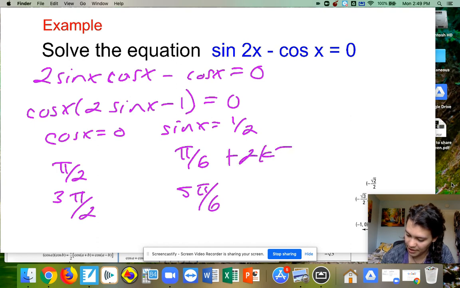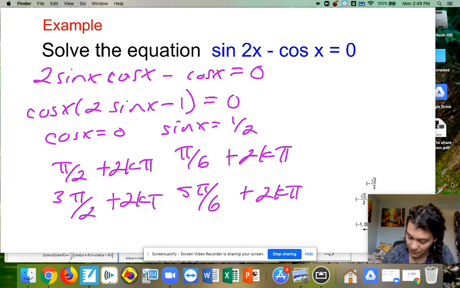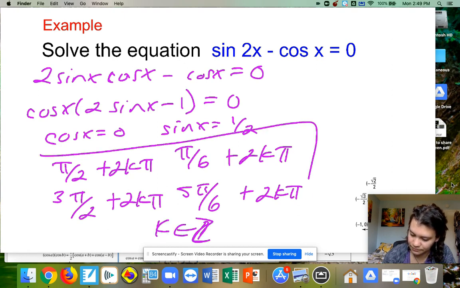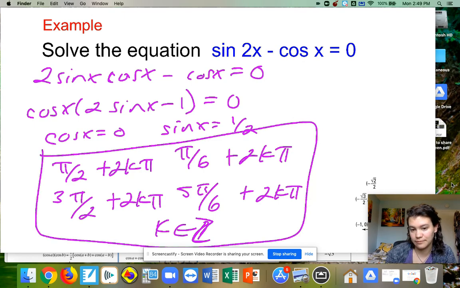Add your 2k pi to all of these. You can just list these with a comma if you want to, and then say k is an integer. And there's your answer.